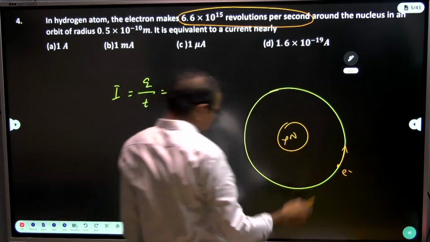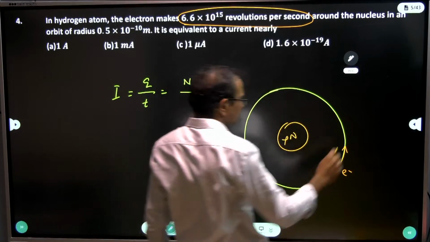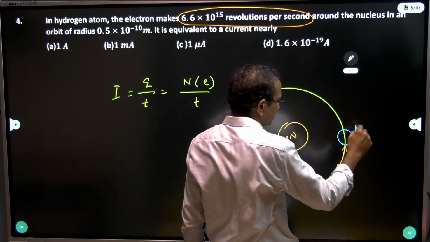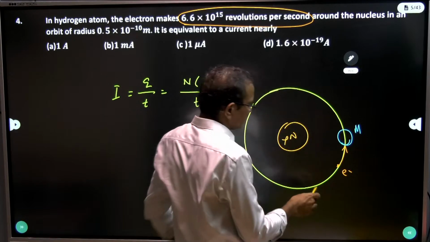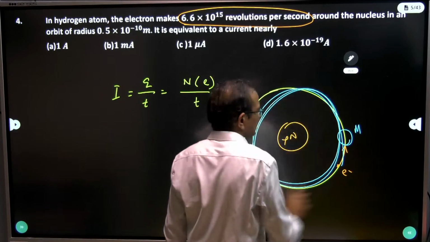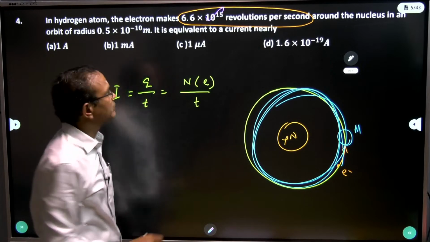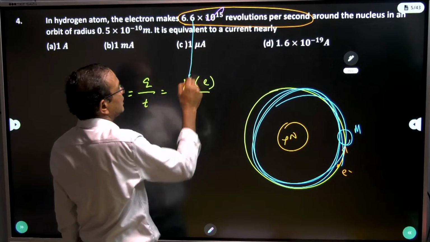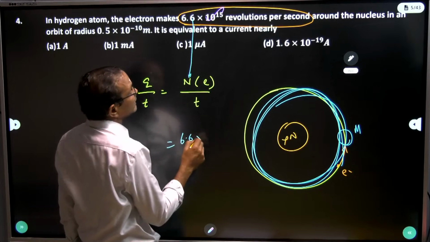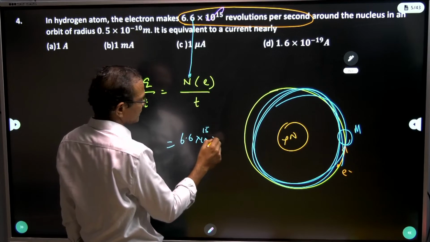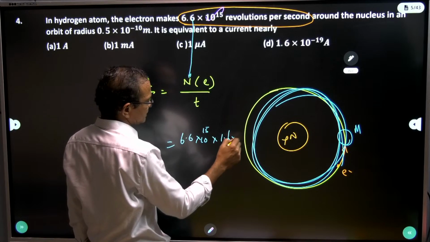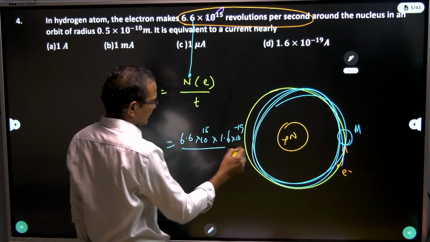So, if you have a cross section, say this is your microscope, for example. You are watching the electron here, how many times does it go? It goes 1, 2, 3. How many times does it go in 1 second? This many times. So, how many times do you count it? So many times. Therefore, n is this. Therefore, 6.6 into 10 power 15 revolutions. Charge of the electron is 1.6 into 10 power minus 19 divided by 1 second.